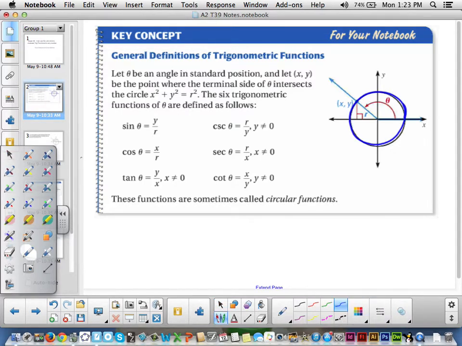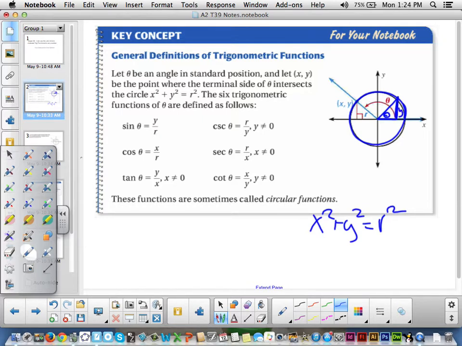So here we got any old circle centered at the origin. The equation for a circle is x squared plus y squared equals the radius squared when it's centered at the origin. And so what we do, we draw a right triangle in the first quadrant. We got the angle there. The side opposite of the angle, notice how it's standing straight up.